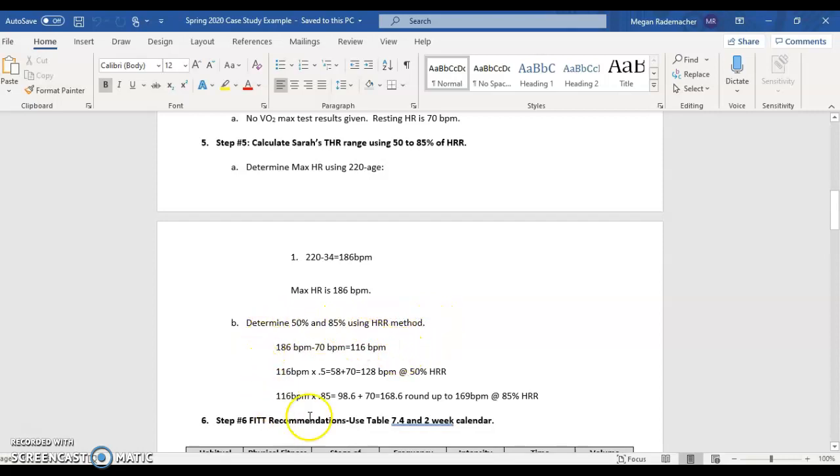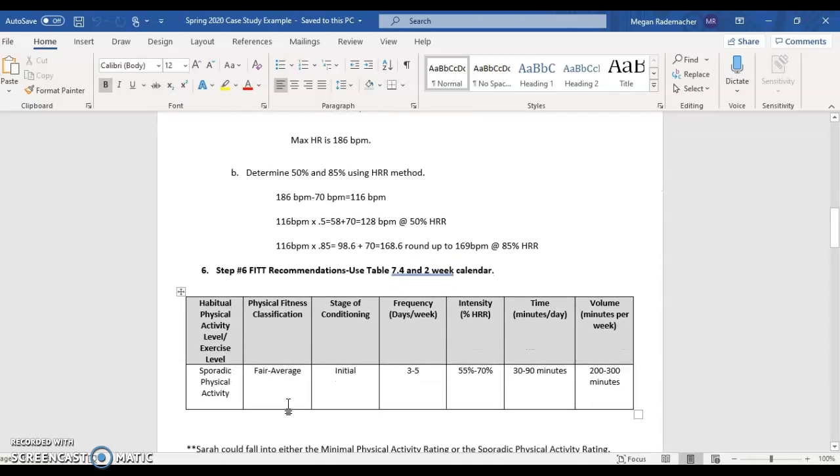I did that down here for you. I'm not going to go through that again since I just went through it in the other screencast, but if you have questions about that, let us know. And then step number 6 is going to be to use the FIT recommendations and to create a 2-week calendar for the client as far as what it would look like.